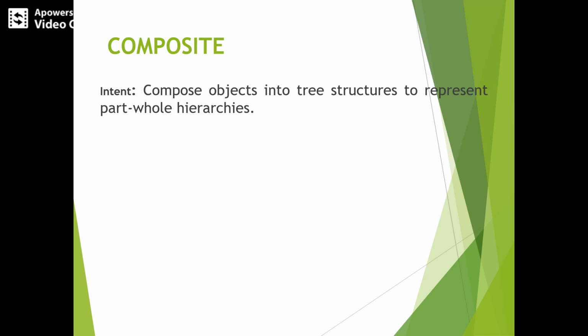This is the composite structural design pattern. The purpose or intent, the main aim of this design pattern, is to compose objects into tree structures to represent part-whole hierarchies. Composite lets clients treat individual objects and compositions of objects uniformly. That is the specialty of this composite pattern.